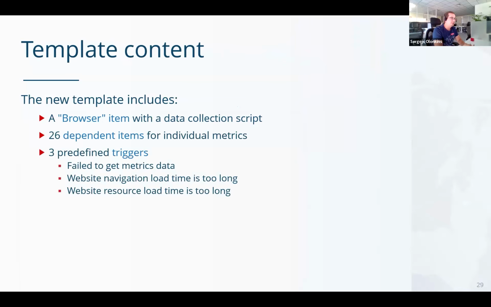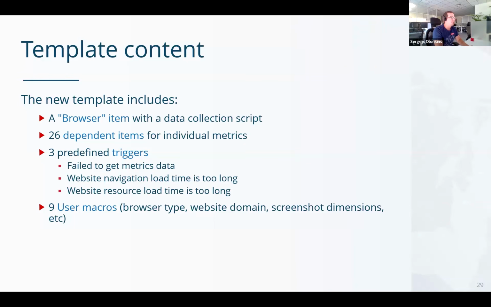Three predefined triggers that are being fired once some metric has failed, or if website navigation is loading too long, or if some resource is loading too long. Nine user macros, such as browser type, website domain, screenshot dimensions, some timeouts, etc. Two predefined graphs, and one host dashboard.